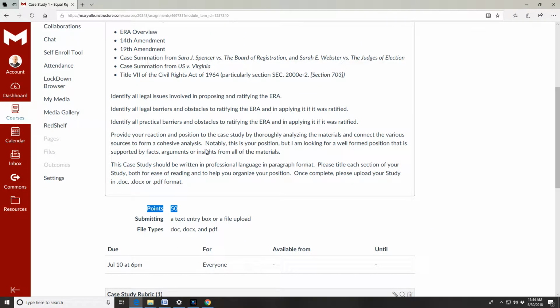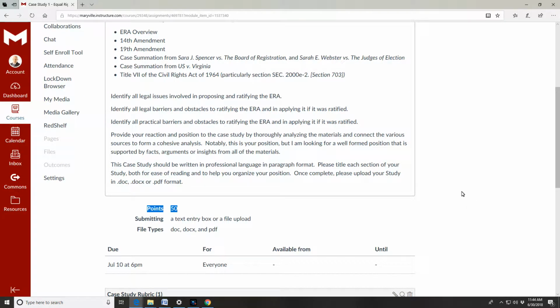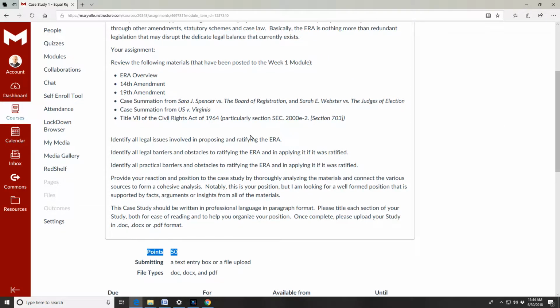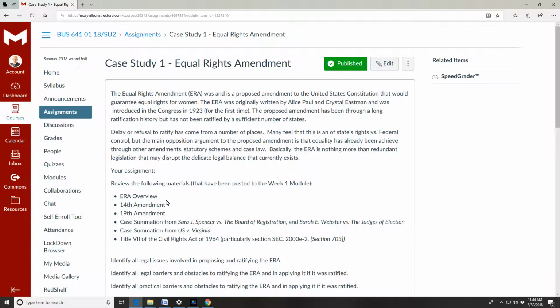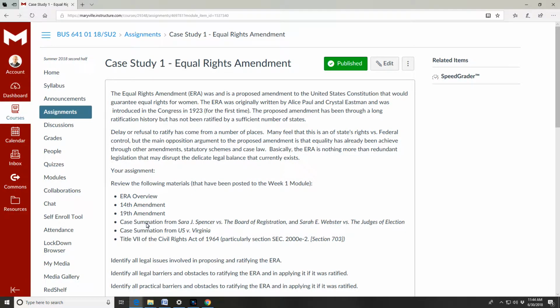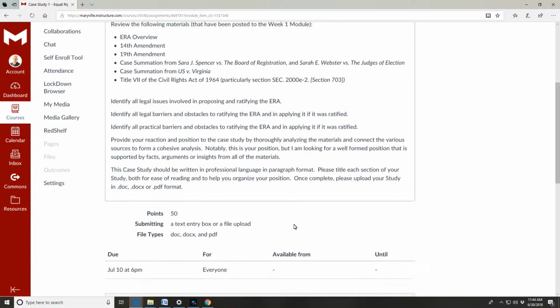And then I want you to provide your reaction and position to the case study. So ultimately what I'm looking for here is I want your insight. I want your original thought into why this should pass or shouldn't pass. And in this one, I want you to ultimately answer the question, should we pass the ERA or should we just let it go? We don't need it. In that analysis, and this is a little bit forced and conceived, I understand, but I want you to incorporate all of the reading material. So part of this is to A, make sure that you've read it, and B, to make sure that you are supporting your arguments and positions with empirical evidence and data.